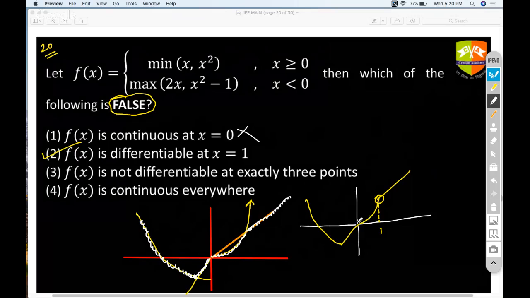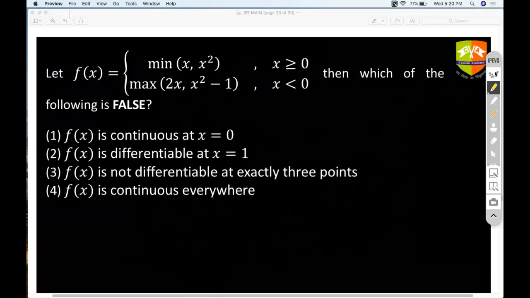It's continuous at 0. It is not differentiable at exactly 3 points. That is also correct, because you can see that it is not differentiable here. It is not differentiable here. And of course at 1. So 3 points are there. So this is also a correct statement. So cannot be my answer. It is continuous everywhere. That's correct. So this also cannot be my answer. So option number 2 is the only wrong statement and hence the right option. Well done. So we'll now move on to the next question.